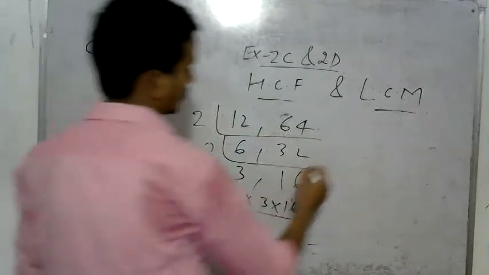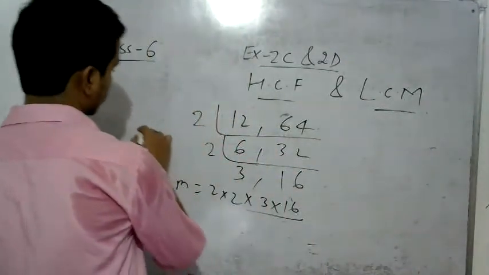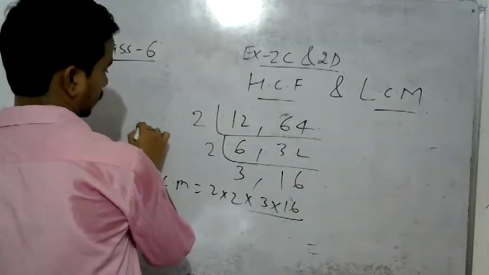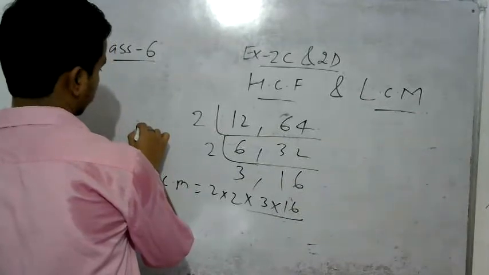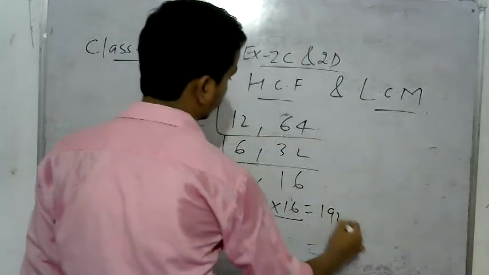You can also find the LCM: 2 to the 4, 3 to 12. 12 into 16 is 192. So LCM will be equal to 192.